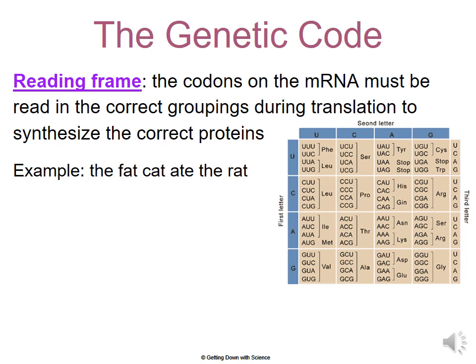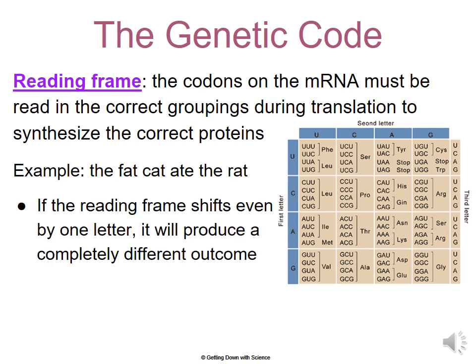So if we say, the fat cat ate the rat, that makes perfect sense. But if we shift that frame, even by one single letter, we get something different. Hef, ak, ata, tet, her, at. Notice the last one isn't even 3 letters. So all it takes is one little shift in that set of 3, that reading frame, and it doesn't make any sense anymore. So those reading frames are really important. And when we start talking about mutations, we're going to see that reading frame difference.